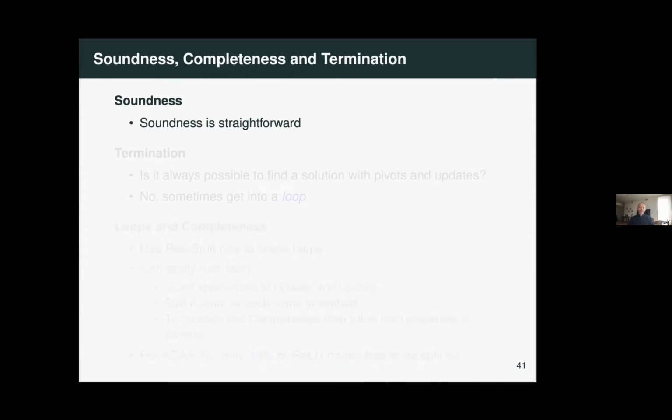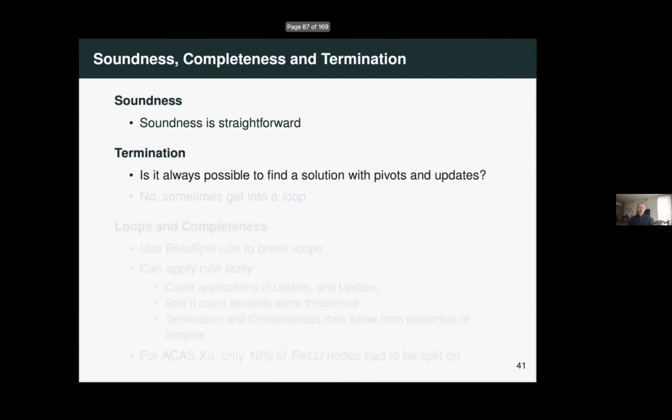So let's look at what we know about this calculus. It's sound. All of these rules can't introduce an inconsistency, so that's great. But does it terminate? Is it always possible to find a solution with pivots and updates? The original simplex calculus does have this nice property that it is always possible. But for our extended calculus, we don't think it does have this property, which is not surprising because the problem is NP-complete.